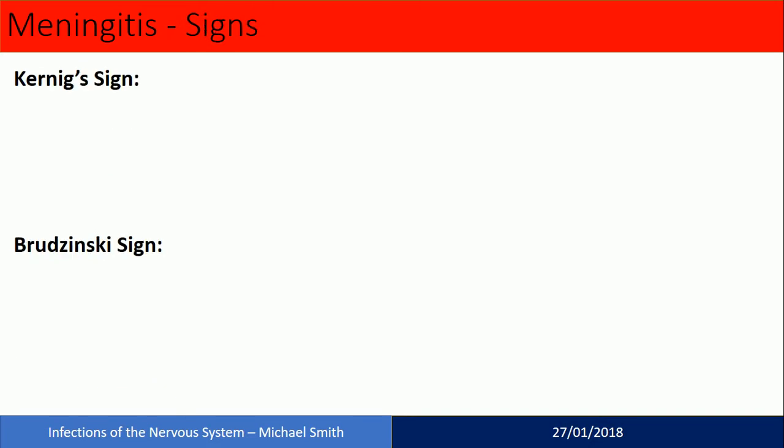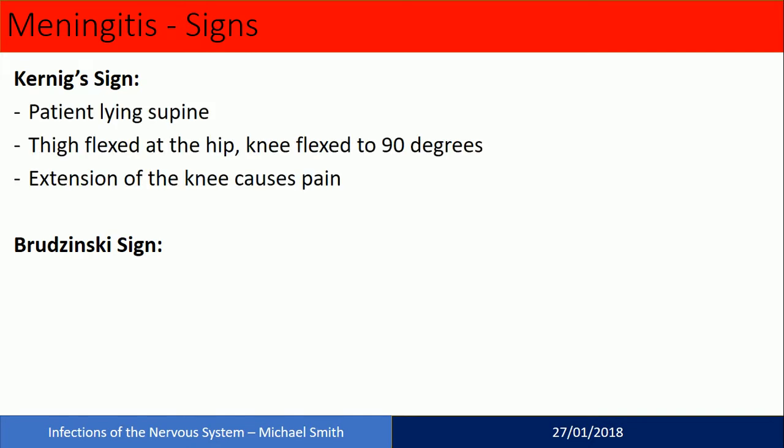There are two tests that are sometimes used to try and determine whether or not a patient has meningitis, and they do this by essentially stretching the meninges slightly by extending and shortening the spine. The first of these is Koenig's sign, where you have your patient lying down flat with their thigh flexed up to 90 degrees and their knee also flexed to 90 degrees. When the patient tries to extend their knee, if they have meningitis, then as the meninges try to move over each other, they will have pain.